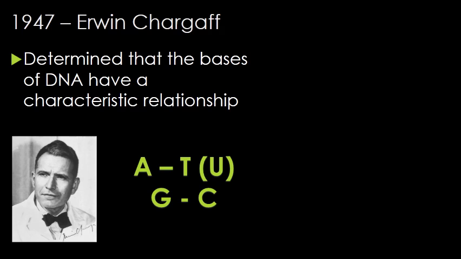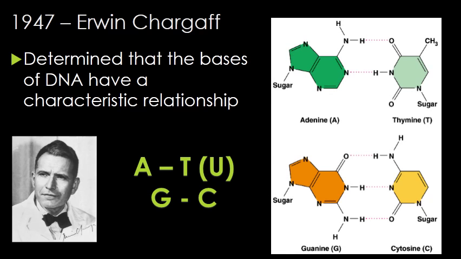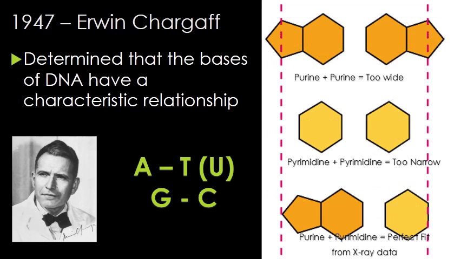The next step came in 1947 when Erwin Chargaff determined that the bases of DNA have a very characteristic relationship. He said that, well, A binds to T and G binds to C. So they became known as what we now know as Chargaff's rules, and it was a very basic understanding. Now that actually fit with what we knew about DNA, because if you took two purines together, the structure was too wide to fit into that regular width that DNA has. The pyrimidines were too narrow. So only by mixing a purine and pyrimidine were you able to get that perfect fit.